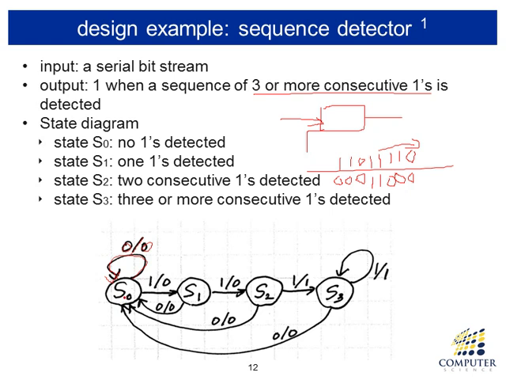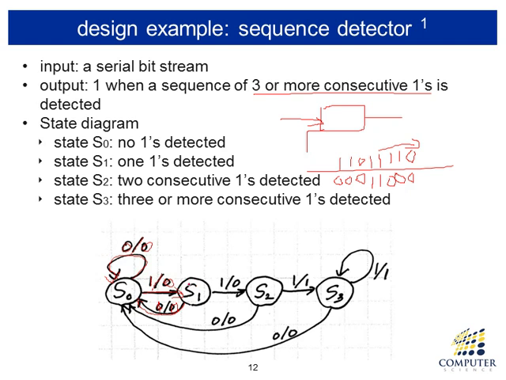When you are in state 0, the input could be 1 or 0. So input 0 is taken care of. But if you receive a 1 input, then the state becomes one single one detected. So you make a transition to state 1, but you still produce output 0. When you are in state 1, if the input becomes 0, then you go back to state 0, where no ones are detected, and the output remains 0.